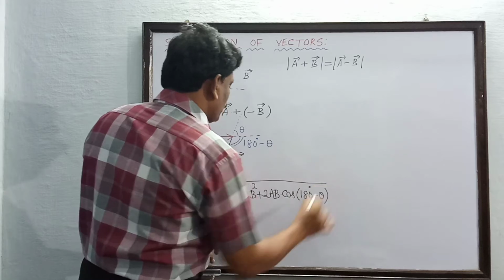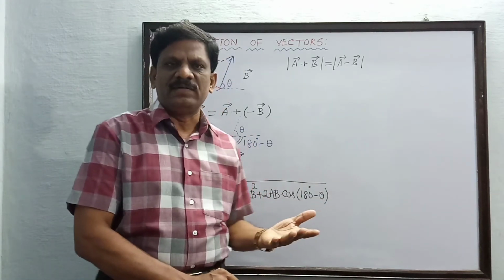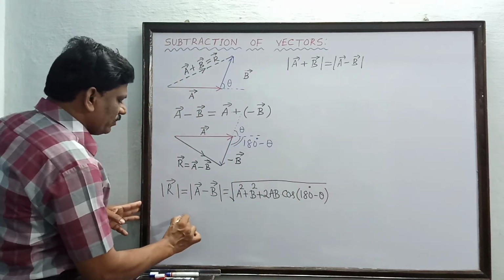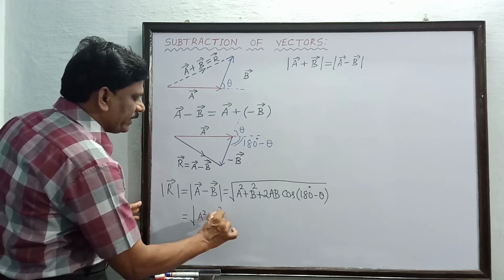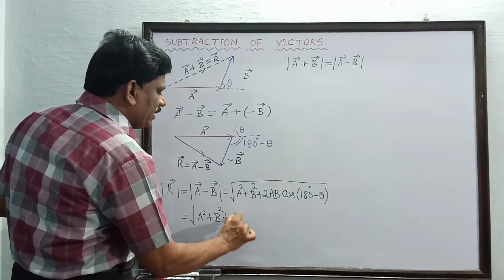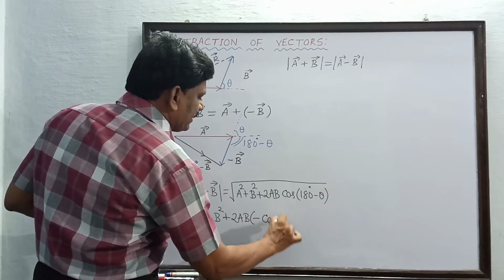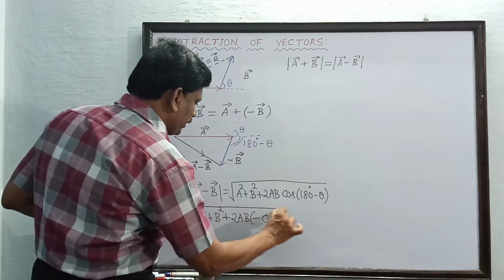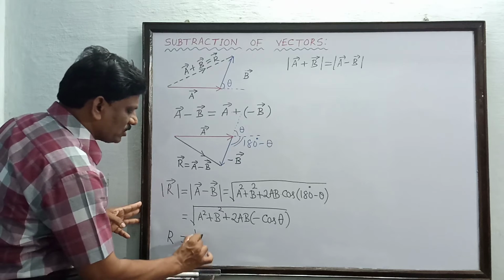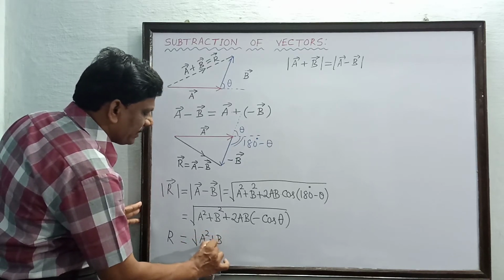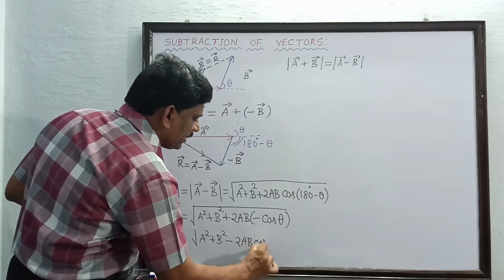So inside the square root, cos of 180 minus theta is equal to what? Minus cos theta. So this is now equal to square root of a square plus b square plus 2ab into minus cos theta, okay, minus of cos theta inside the square root. So this r is equal to square root of a square plus b square minus 2ab cos theta.